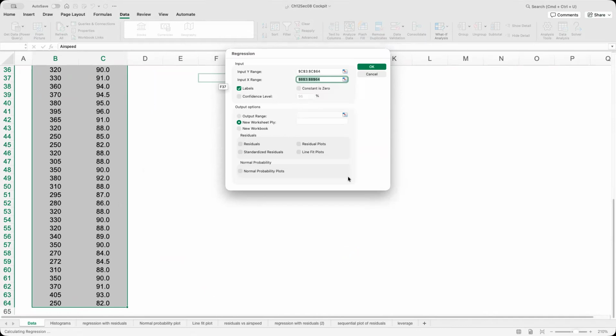Now, there's a whole bunch of stuff down here. Those checkboxes that I said to ignore, let's not ignore them anymore. The 2 checkboxes to the left, immediately below where you can put the option for the output, say residuals and standardized residuals. I'm going to check those 2.